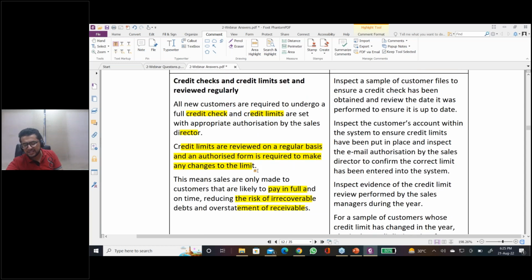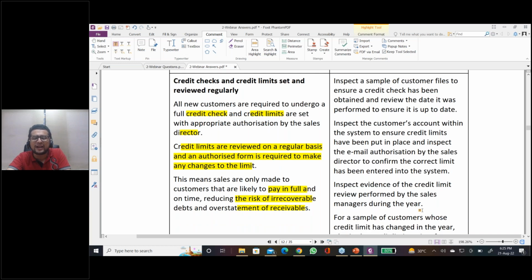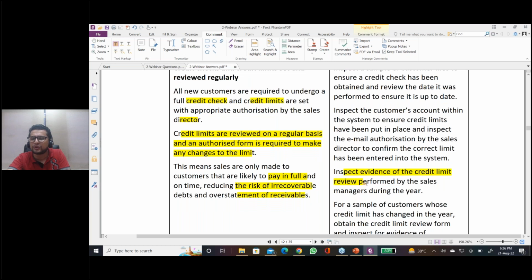So this is a fantastic control. The credit limits are proposed by the staff, but they are authorized or approved by the director. What you can do is inspect the evidence of the credit limit review performed by the sales manager during the year. So this could be one test of control.